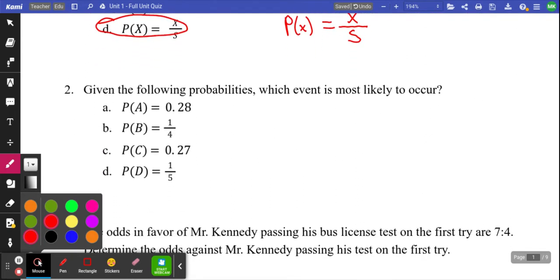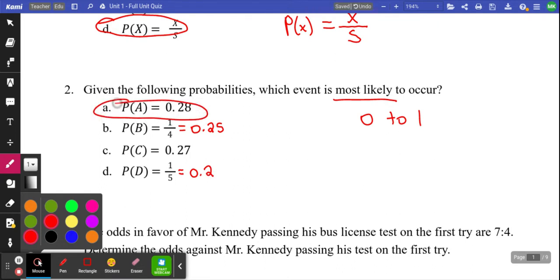Okay, number two, given the following probabilities, which event is most likely to occur? Okay, remember that probabilities range anywhere from 0 to 1, right? And decimals in between. The closer to 1 you are, the more likely it'll happen. So the bigger the decimal, the more likely it'll happen. So if we put all of these things in our calculator and change them all to decimals, 1 divided by 4 is 0.25, and 1 divided by 5 is 0.2. The largest decimal is the most likely thing to happen. In this case, 0.28 is the largest decimal, therefore A is the most likely thing to occur.